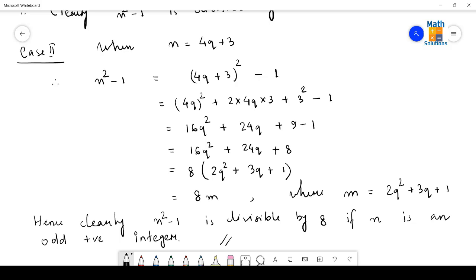So that's all. Today through this video we had discussed 3 additional important questions for the first exercise of real numbers. In my next videos we are going to discuss some more additional questions.